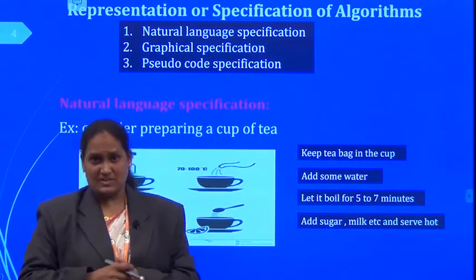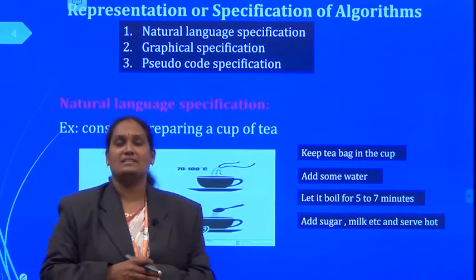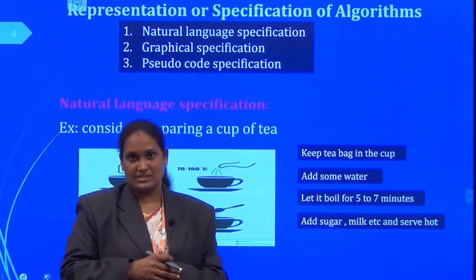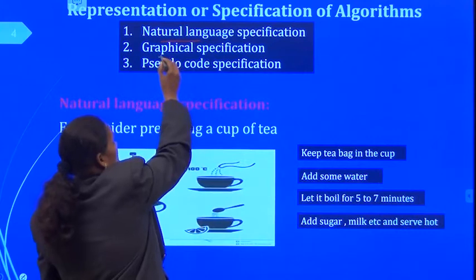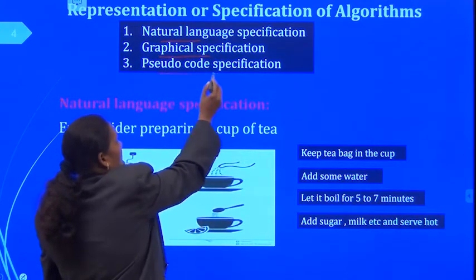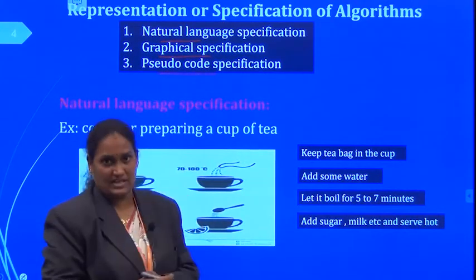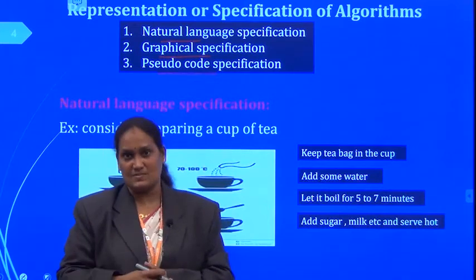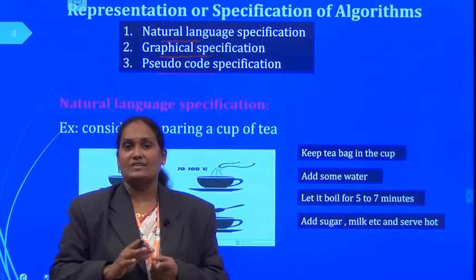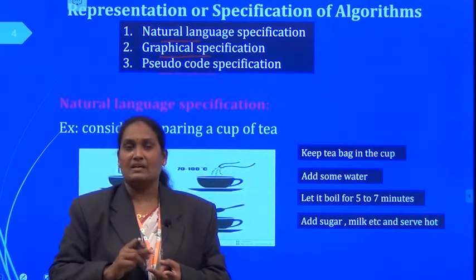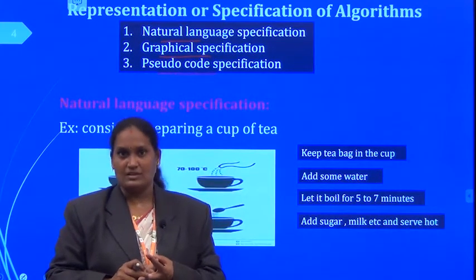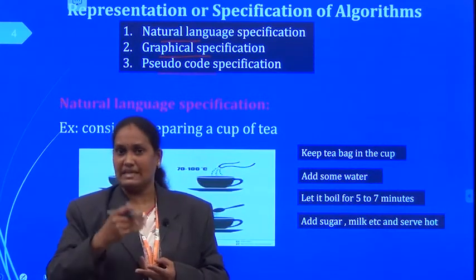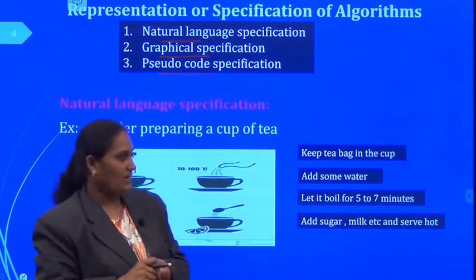Coming to algorithm specification methods, we basically have three. 1. Natural language specification, 2. Graphical specification, and 3. Pseudocode specification. What are the three algorithm specification methods we have? Natural language specification, graphical specification, and pseudocode specification. Now I am going to explain each specification one by one.